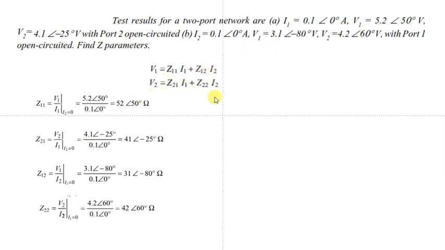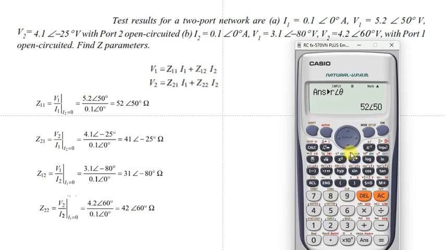So let us calculate the answer. You have to take only the first readings I1, V1 and V2. Z11 is V1 by I1. So the V1 value, see reading V1 is 5.2 and I1 is 0.1 angle 0. So you have to perform this using the calculator in complex mode. I will show you how to do it.